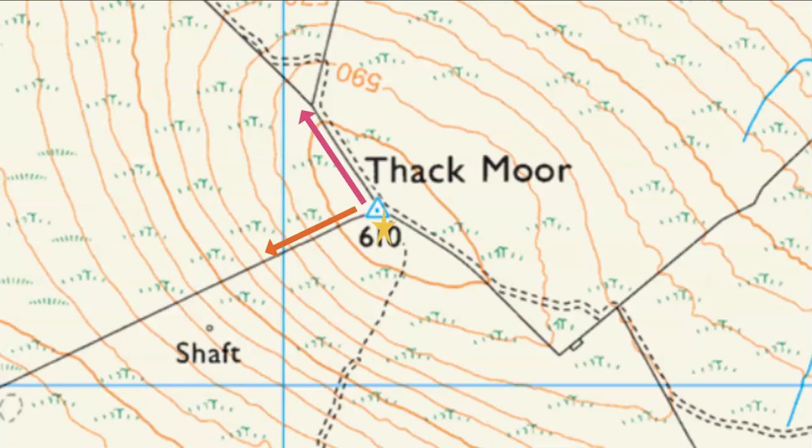So the photo was taken from where the star is. The orange line off to the left is that fence line, and the red line going off into the distance is that wall dropping away to the northwest.